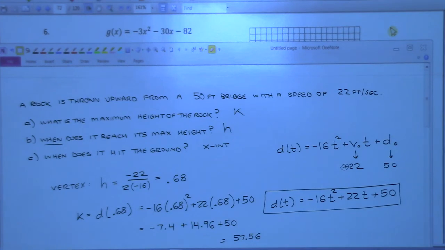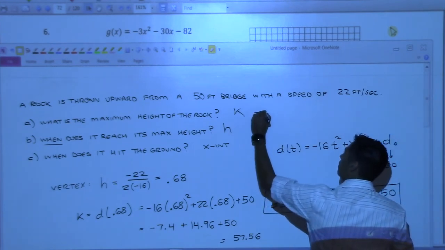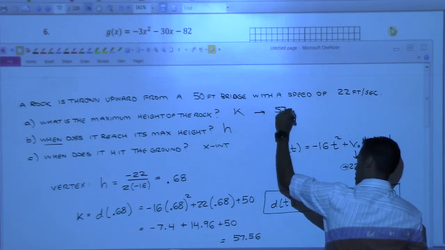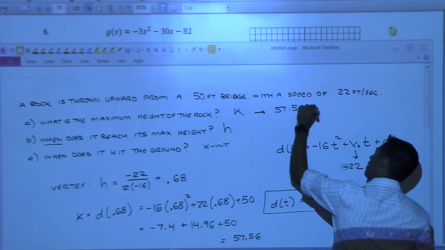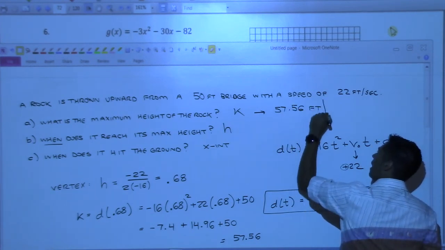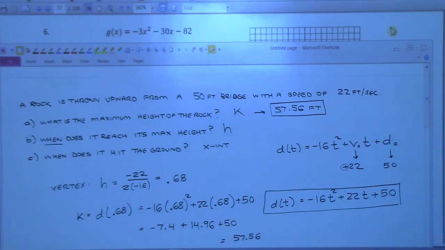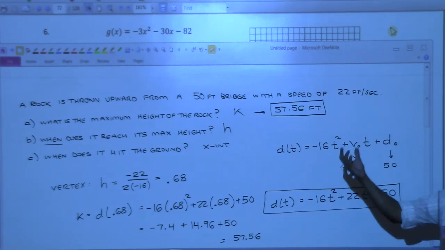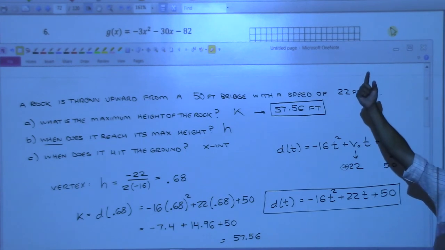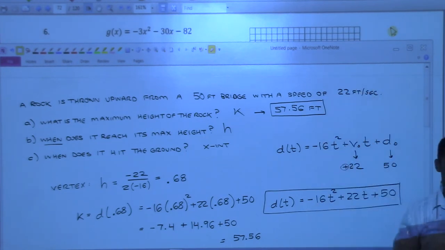So let's go ahead and answer part A and B. What is the answer to part A? What's the maximum height of the rock? 57.56 feet. Don't forget you need to put the unit there because you're answering like a word problem, right? 57.56 feet. Started out at 50 feet. You threw it up with 22 feet per second. Gravity took over. It only got up to 57.56 feet, and then it started coming back down.